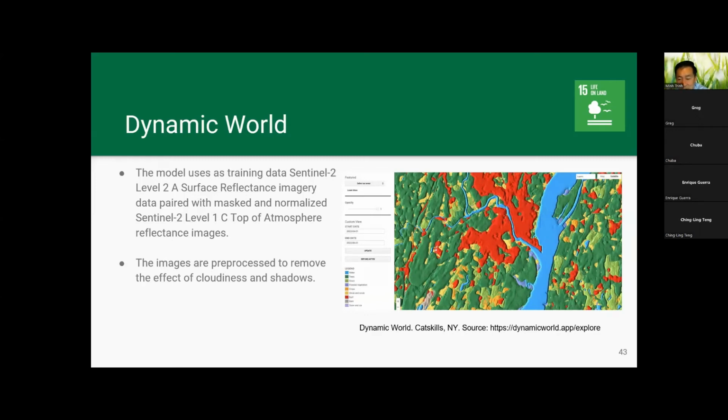You see, so we say water, it's blue is water. Green is trees, light green is grass. Then you have flooded vegetation, right? So it's useful to know kind of flooding. So how much of the vegetation is flooded? You want to know in real time.